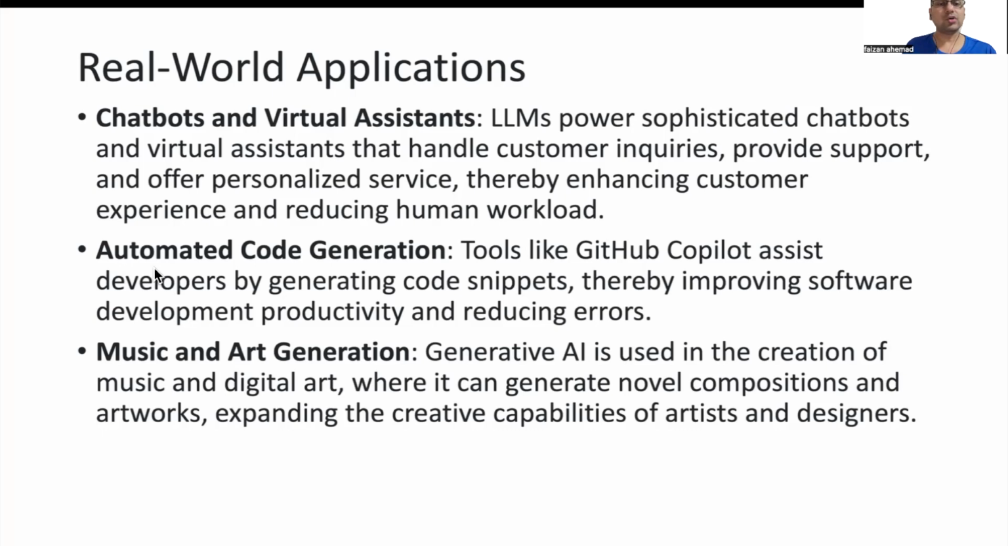And then we have this automated code generation. So GitHub Copilot and tools like this. I mean, GitHub Copilot is a bigger example, but there are other tools also. There is DeepSeek Coder, which is another LLM which writes code, and ChatGPT has a data analysis feature. So they are all automated code generation features. Okay. And then we also have music and art generation, which is happening through LLMs and music generative AIs.